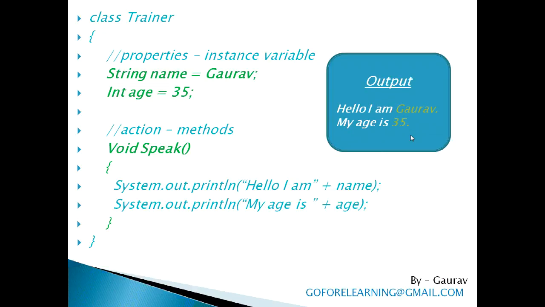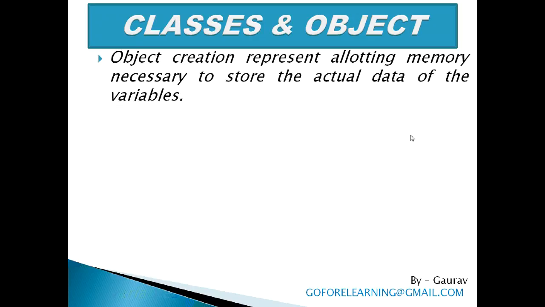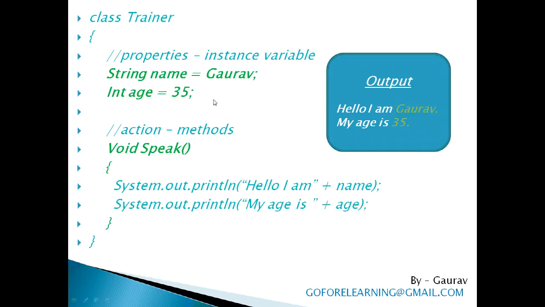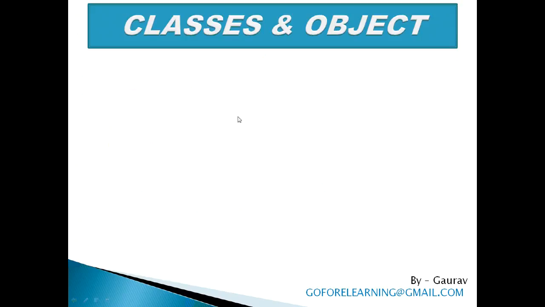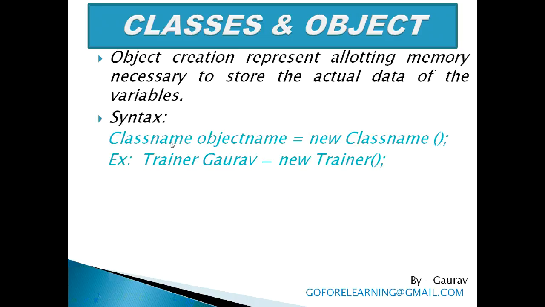Writing a class like this is not sufficient. It should be used. To use a class, we should create an object of the class. Object creation represents allotting the memory necessary to store the actual data of the variables, that is, name Gaurav and age 35. To create an object, the following syntax is used: class name, object name equals new class name. For example, Trainer Gaurav equals new Trainer.